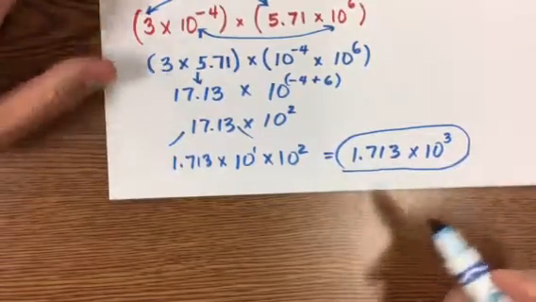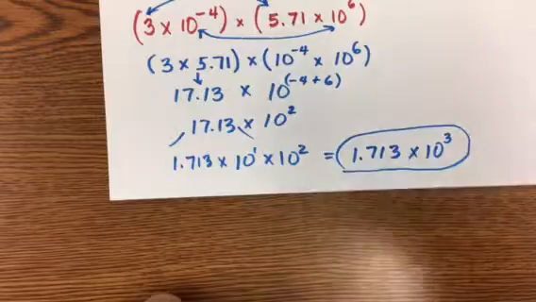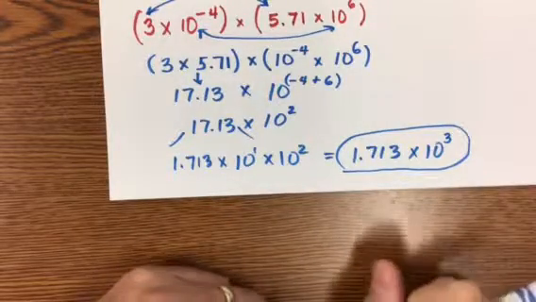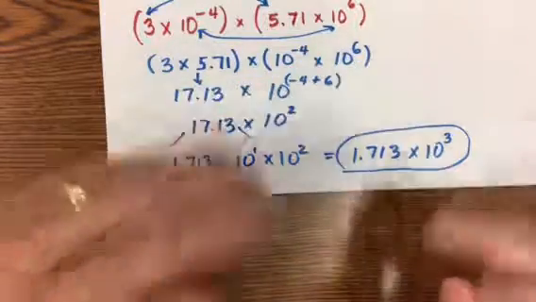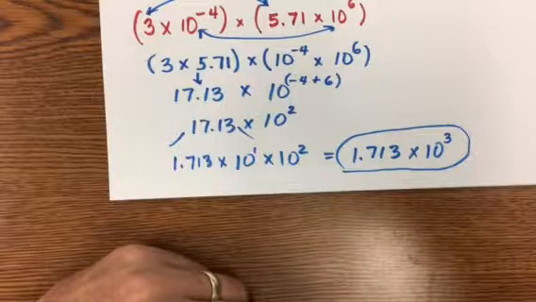Hopefully this helps you understand multiplying in scientific notation. I suggest you go back and watch the video again if you didn't get it, and pause it as you see the problem. Pause it and try to work it out, and then go by it a little bit at a time. Start it and watch it a little bit, and then see what happens.